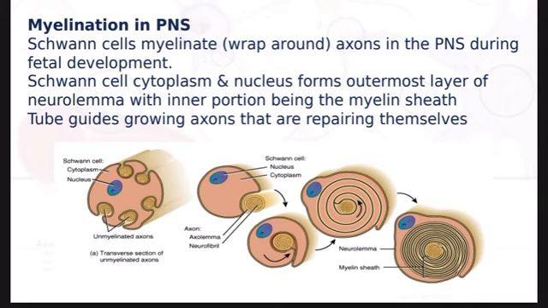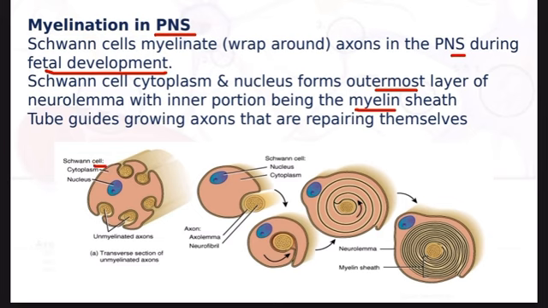Okay, the process of myelination. You will talk about the PNS, the peripheral nervous system. Schwann cells myelinate, wrapping around axons in the PNS, usually during fetal development. That's why I was telling you that one of the conditions where the problem in myelination is clear is spina bifida. Schwann cell cytoplasm and nucleus form the outermost layer, what we call the neurolemma, with the interior protein being the myelination sheath, a tube guiding growth through repairing themselves.